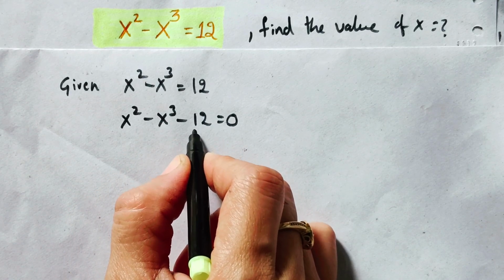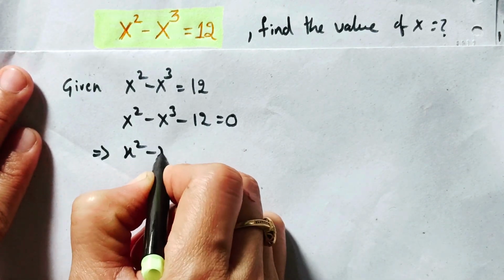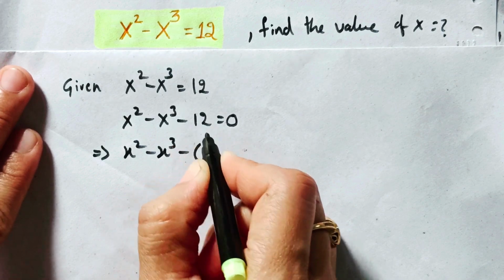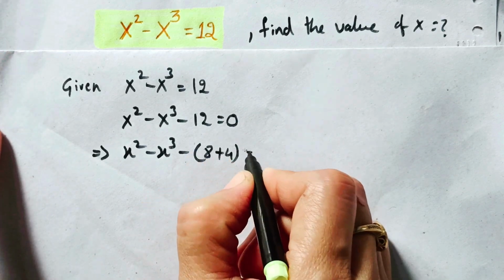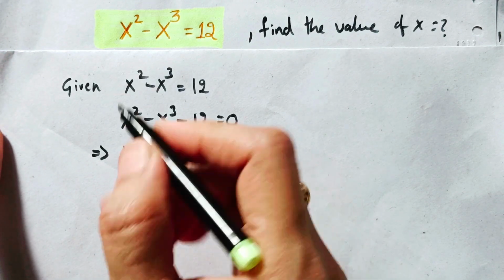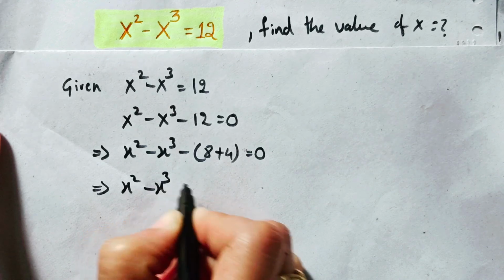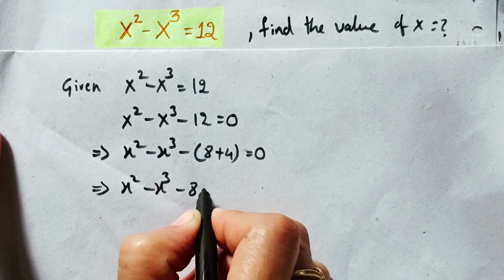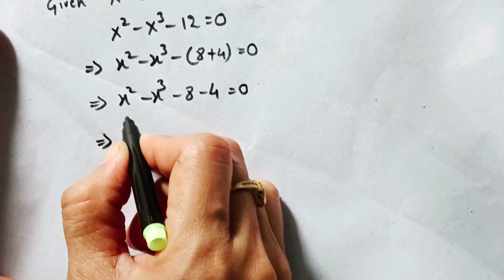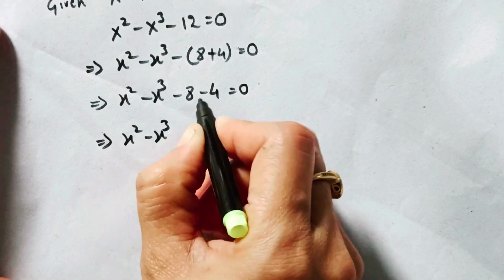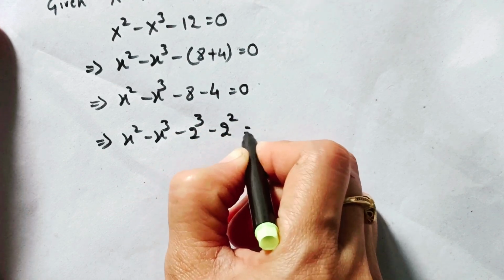That's why I'm writing this constant in two parts: x square minus x cube minus, and this 12 can be written as 8 plus 4. Okay, 8 plus 4 is 12. Why I took this step, I'll tell you later. So the next step is x square minus x cube plus into minus 8 plus into minus 4 equal to 0. Next, this 8 can be written as 2 cube and 4 can be written as 2 square, equal to 0.